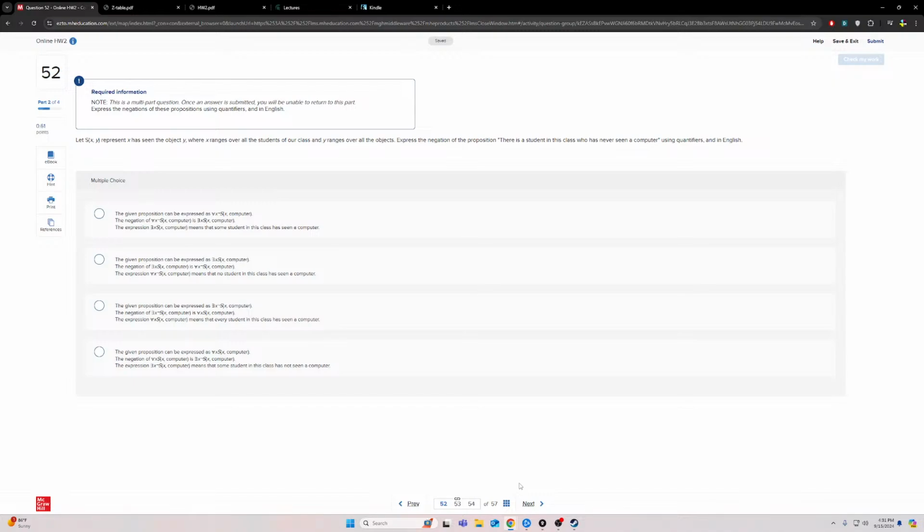There exists x, S of x, y represent person has seen object. Somebody hasn't seen object y. x is all students, y is all objects. Negation. There is a student, so there exists x, not S of x, computer. So there exists x, not S of x, computer.